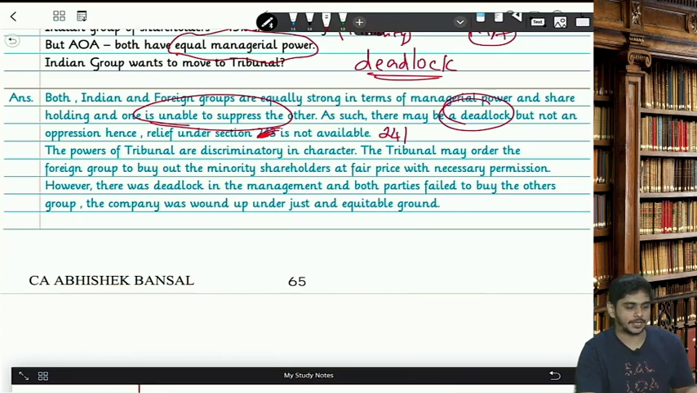The powers of the tribunal are... make it discretionary.